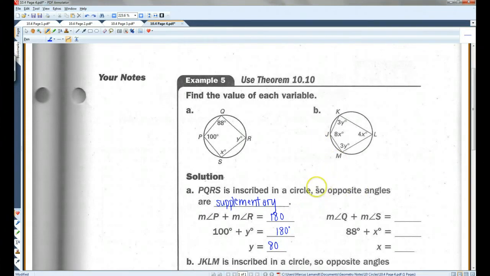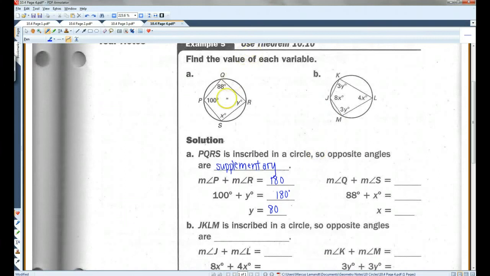Likewise, over here, we need to do Q and S also. Q plus S also adds up to 180 degrees. 88 plus X equals 180. I'm going to subtract 88 from both sides, and I believe that's 98. I'm sorry, not 98, 92. Okay.